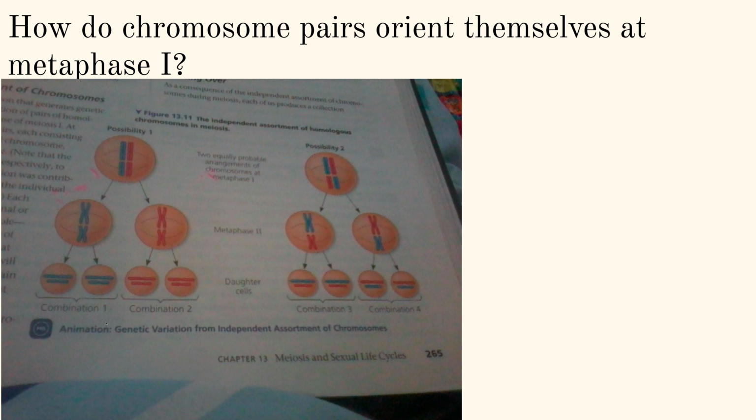Okay, so here we have two equally probable arrangements of chromosomes at metaphase 1. Here we have metaphase 2, and here we have our daughter cells. Combination 1, combination 2, combination 3, and combination 4.